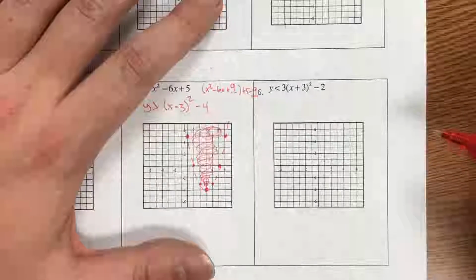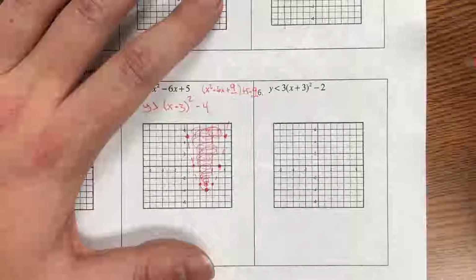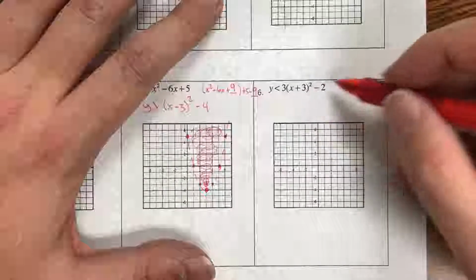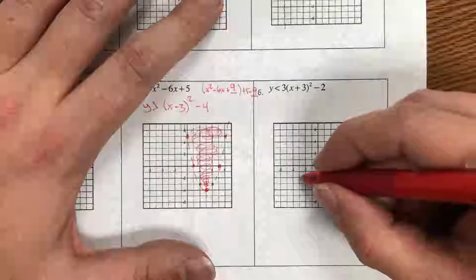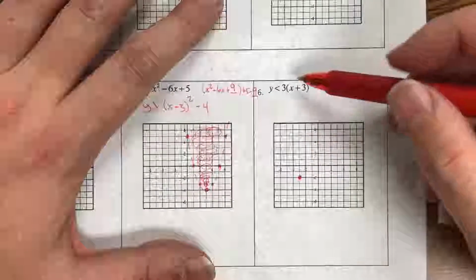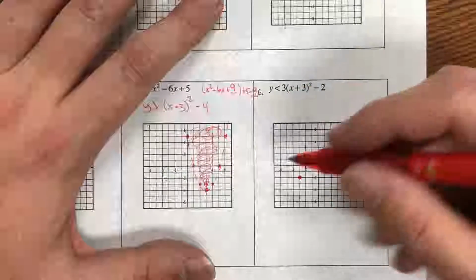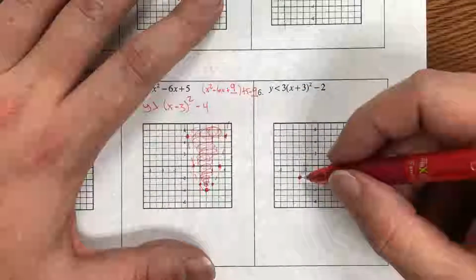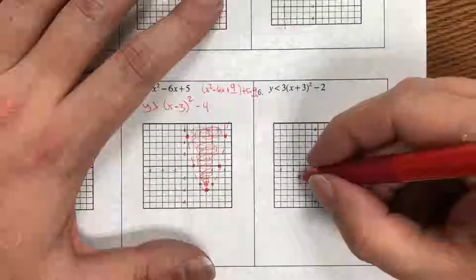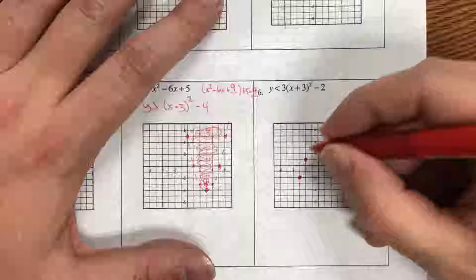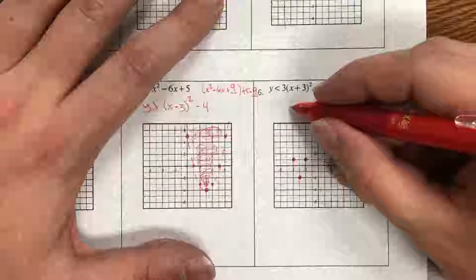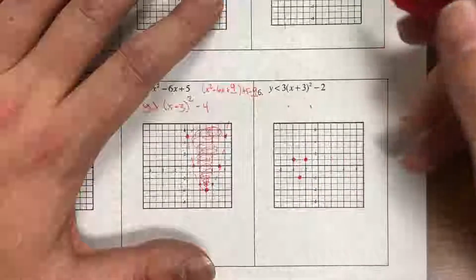6 is already in vertex form for us, so I can easily just find the vertex. I go to negative 3, negative 2. That's my vertex point. And then my a value is 3, so instead of doing 1, 3, 5, I would do 3, 9, 15. So from here I go up 3. From there I go up 9, which would be off grid.